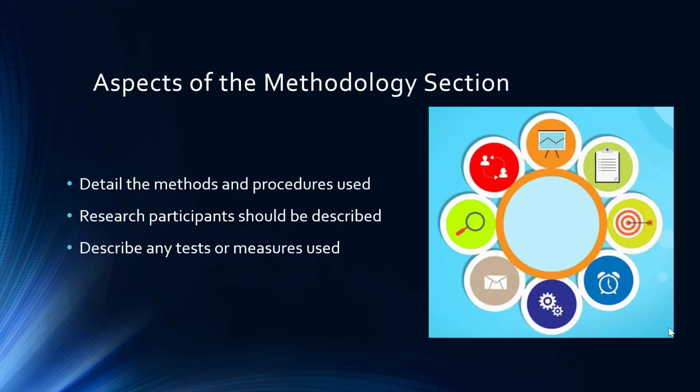All right, folks, so let's segue into talking about the methodology section. This methodology section details the methods and the procedures used in your research study. The research participants should be described, for example, their age and their sex. The number of people participating and the way they were selected or recruited also should be specified.